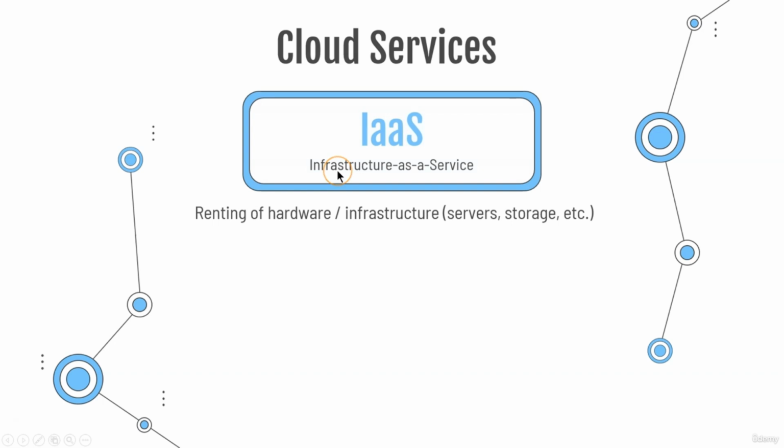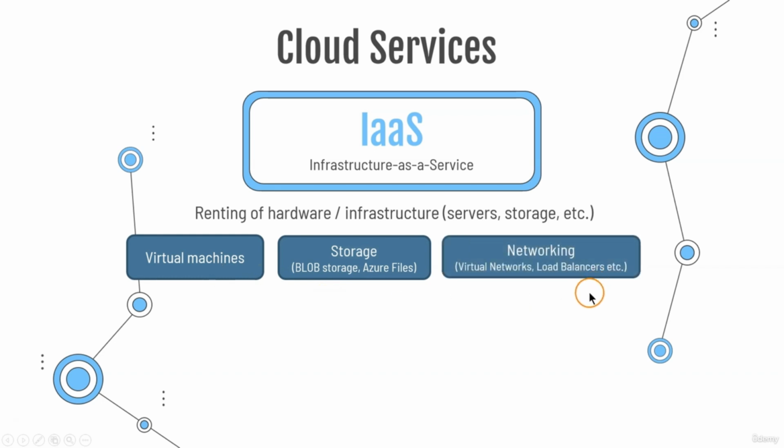This refers to renting the hardware or the underlying infrastructure. The most typical example is virtual machines. We rent them, we set them up completely, we define our operating system on it, and we completely have control over everything on this virtual machine. Another one is storage and also networking, like virtual networks, load balancers, DNS, and so on. We will talk about those different services later on as well. But these are the main categories of infrastructure as a service.